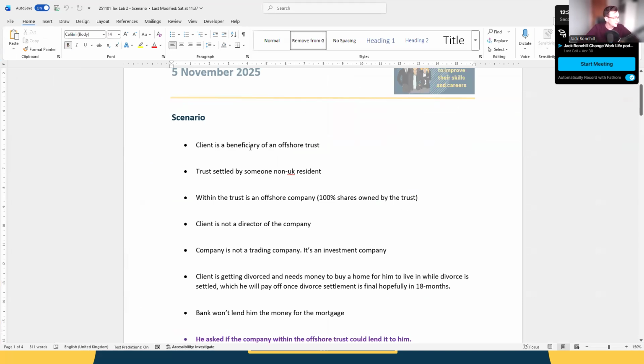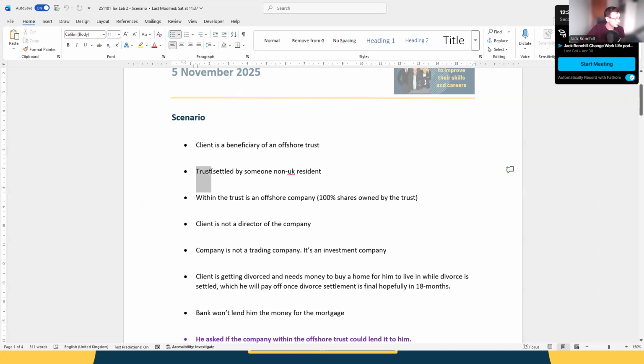So the scenario that we've got is that there was a client that is a beneficiary of an offshore trust. And just to start here, I absolutely know nothing about trust taxation. Well, nothing useful anyway, that's for sure. So this is a scenario that I actually know nothing about from a tax perspective, but that's not going to matter for what we're going to talk through in this session.